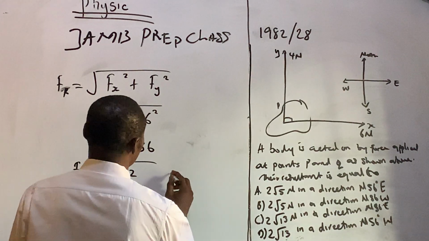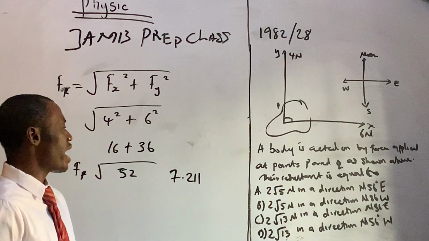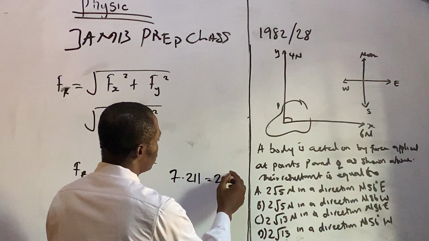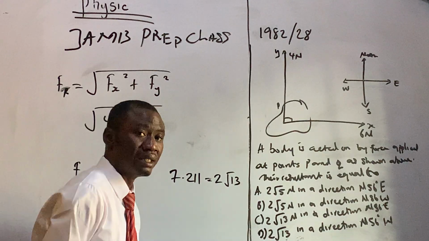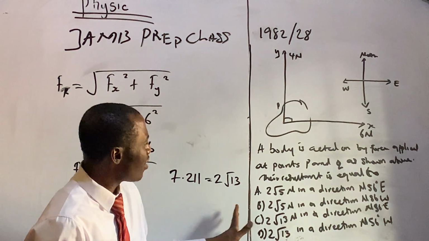So the square root of 52 will give me 7.211. Now, without much further ado, 7.211 is also the same as 2 square root of 13. You can solve that, you will get 7.211 to simplify. All right, now we have these options.